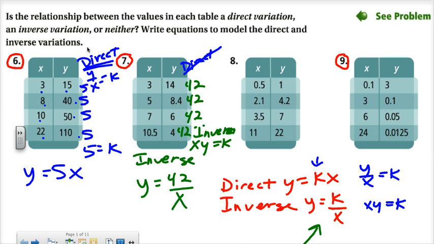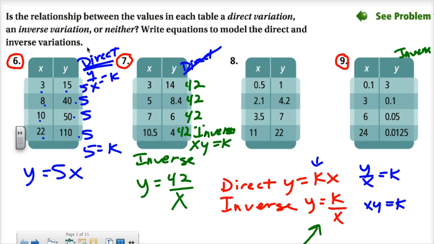Then number 9. Again, you might try direct first and say, okay, if I take 3 and divide it by 0.1, I get 30. So just trying direct first. If I take 0.1 and divide it by 3, I get 0.03333 forever. So those are not the same. It's not direct. So then the next thing we would try is inverse variation.